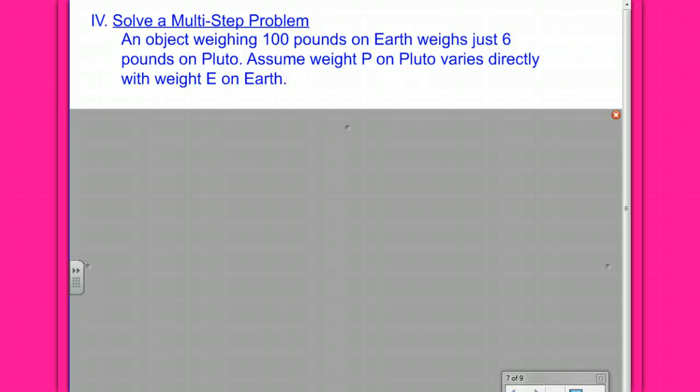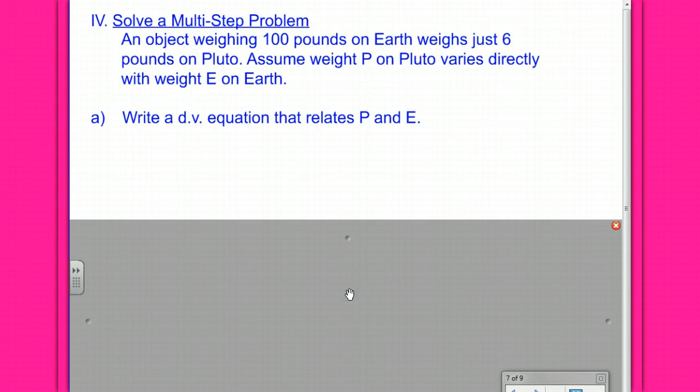All right, the final question, or the final example today, is a multi-step problem, just a real-world problem that involves direct variation, right? So pause and take this down. An object weighing 100 pounds on Earth weighs just 6 pounds on Pluto. Assume the weight P on Pluto varies directly with the weight E on Earth. Write a direct variation equation that relates P and E.